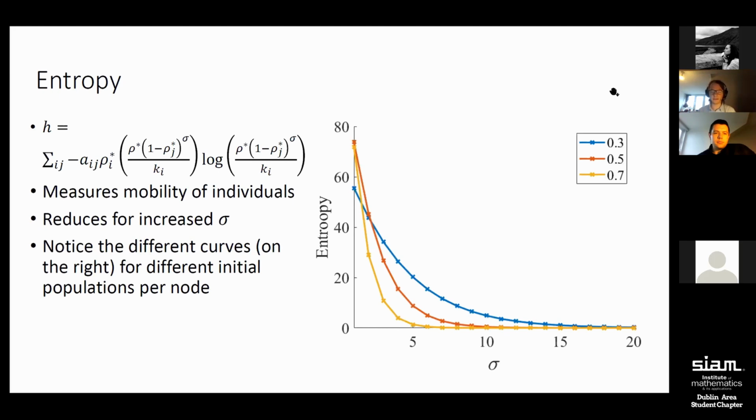So it measures their ability to explore your network. What I've done here is I've plotted 3 curves. In the blue curve, I've got an average population initially of 0.3 per node. With the red curve, 0.5. With the orange curve, I have an average population of 0.7 per node. And then I'm increasing sigma and I'm trying to measure my entropy. And you can see that it definitely tails off quite quickly. So unfortunately, there's no such thing as a free lunch. We can't just massively increase the sigma without paying a cost. And how we balance that, I guess, is more up to policymakers than it is up to us.